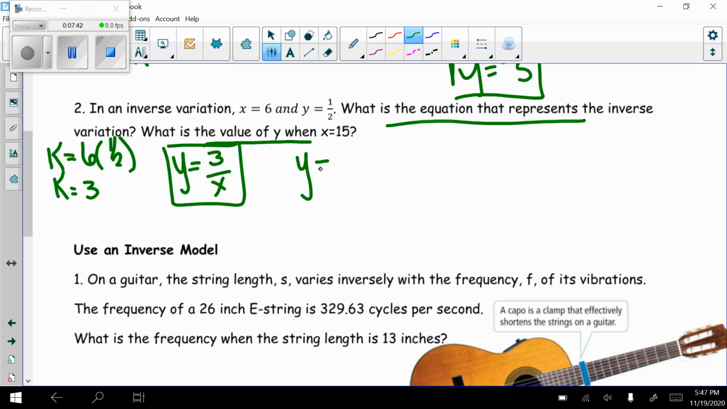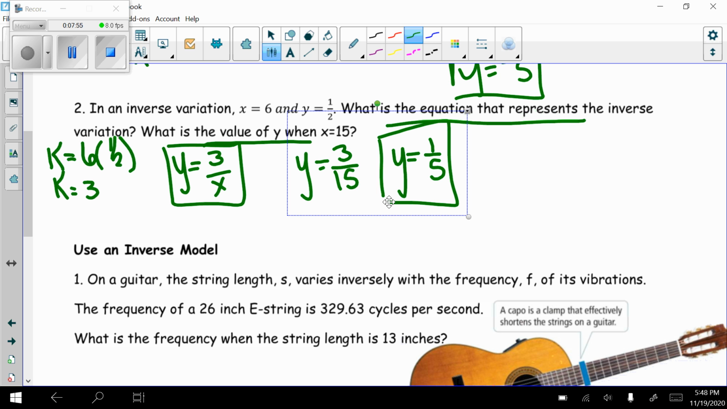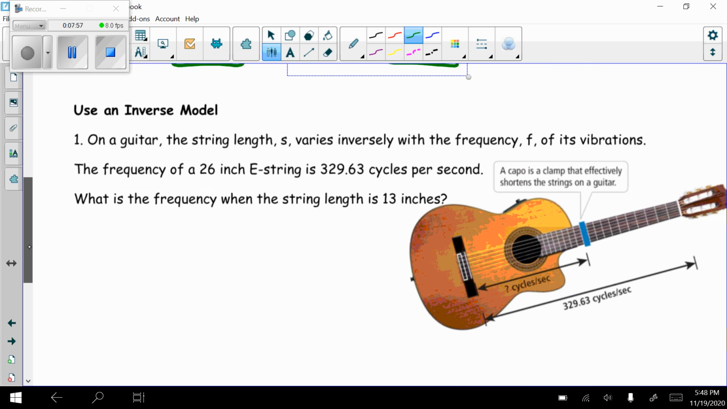So y equals 3 divided by 15. I can simplify that. y equals 3 and 15 will reduce to 1/5. There's our second answer. Now we're going to look at using an inverse model.